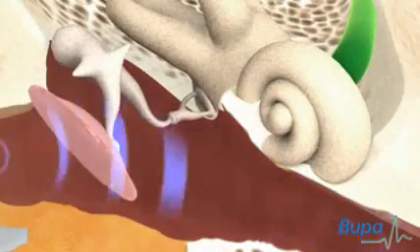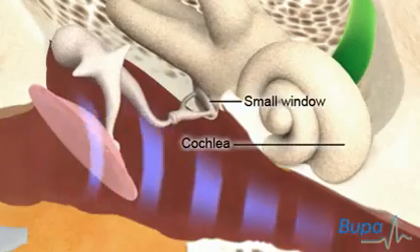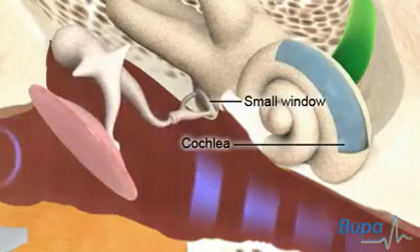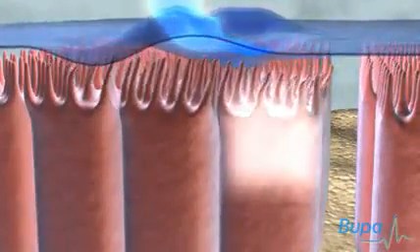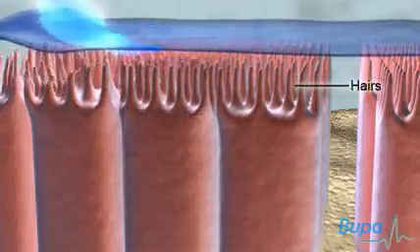The vibrations from the ossicles pass through a small window and into a part of the inner ear called the cochlea. Sound waves travel through the fluid of the cochlea and make the tiny hairs move. Here we show the hairs moving.